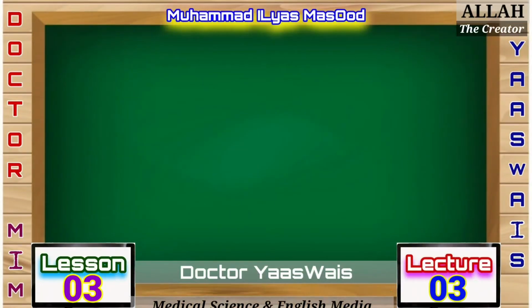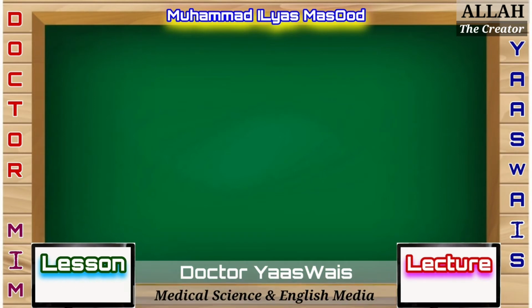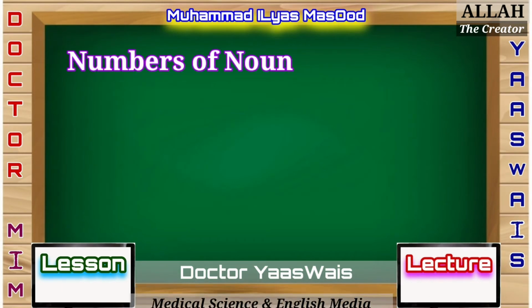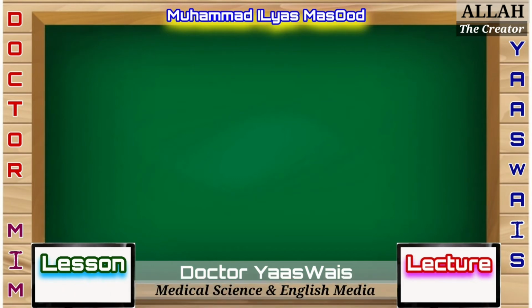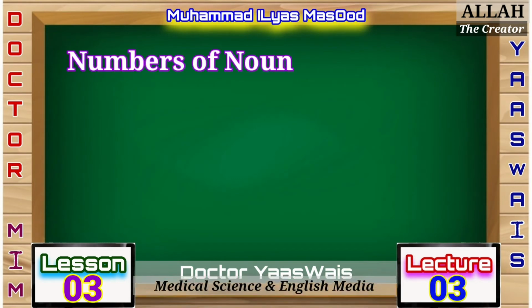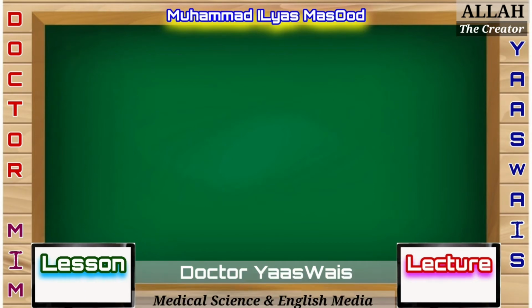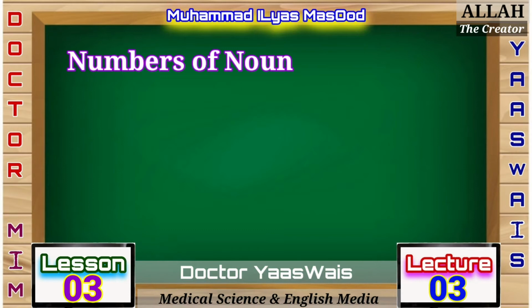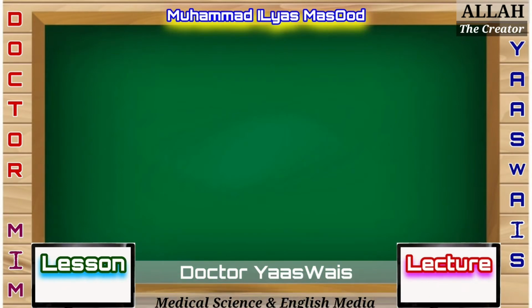Next, and the last root of noun is the numbers of noun. We studied all the roots of noun in previous videos in details. There were four kinds: types of noun, cases of noun, genders of noun. Fourth one is numbers of noun. We will study it now.